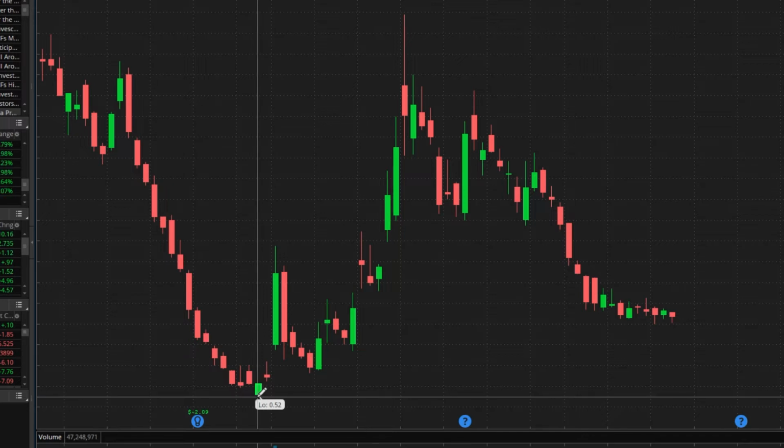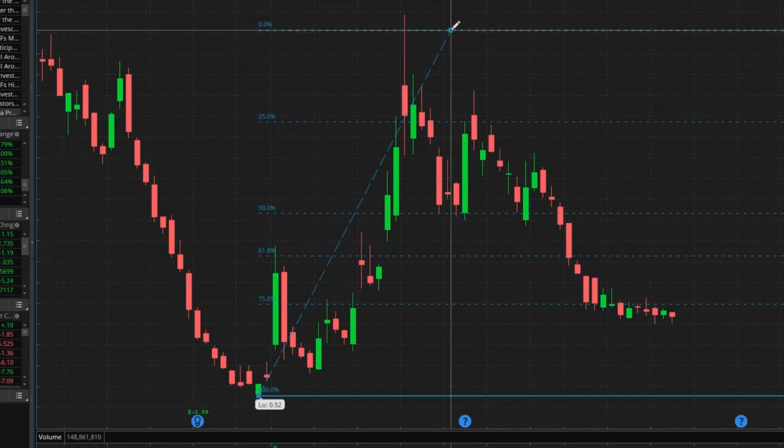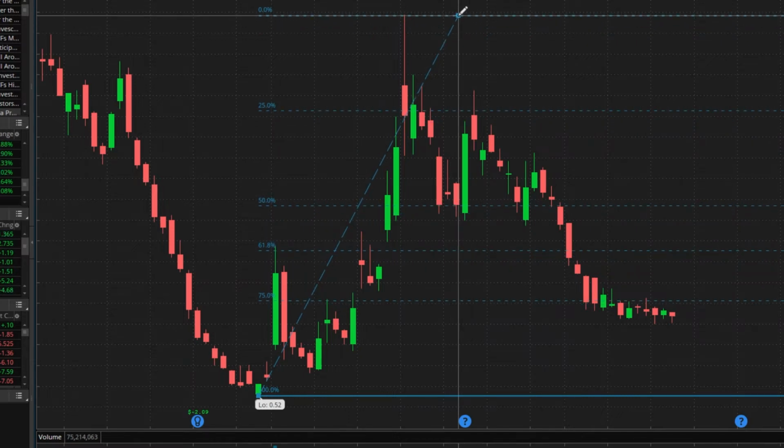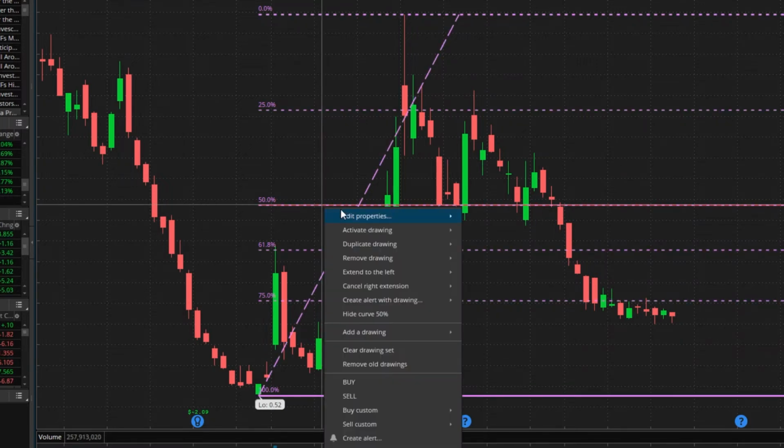Next thing I want to do is draw a Fibonacci retracement. We're going to go from this low at 52 cents, and we're going to come all the way up here. This is also not very positive, that we're hanging out below the 75% retracement of this move. I really want to see this stock get back above that 50% retracement. The 61.8 first, but then the 50% retracement. So let's put a price level on there.